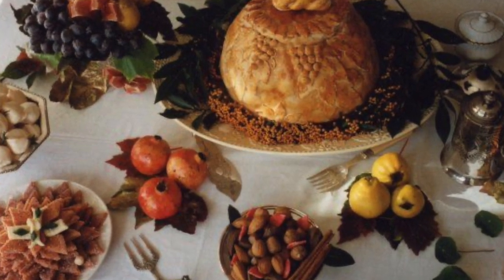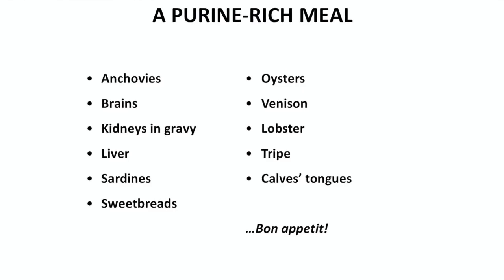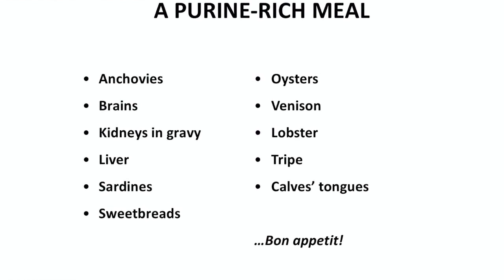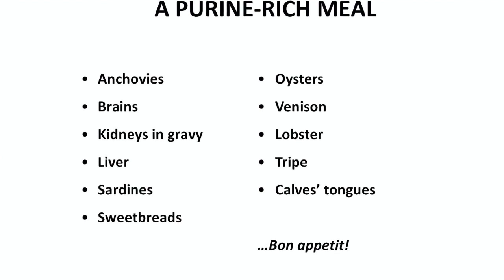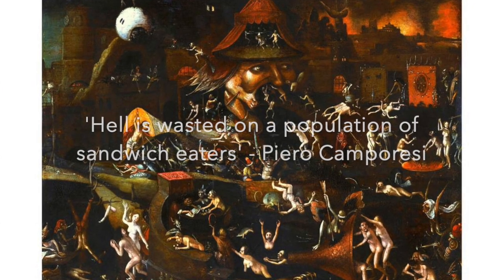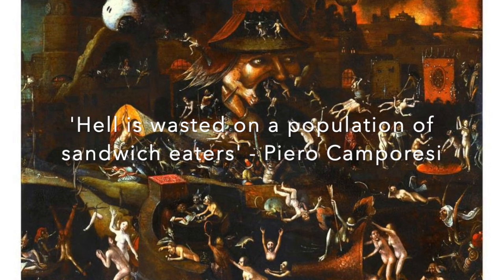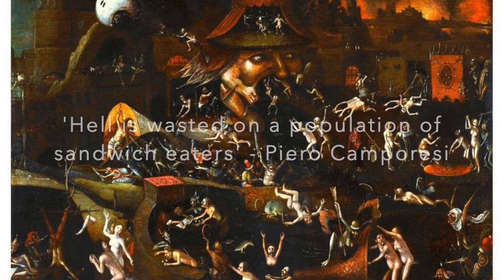What foods contain purines? Well, I'm glad you asked that, and the short answer is the nice tasty ones. Here, for example, is a sample menu for a purine-rich meal. When was the last time you tucked into anchovies, brains, kidneys in gravy, liver, sardines, sweetbread, oysters, venison, lobster, tripe and calves' tongues? Presumably it wasn't breakfast. Sweetbreads, incidentally, are endocrine glands such as pancreas and thyroid, not, as some people seem to believe, gonads.